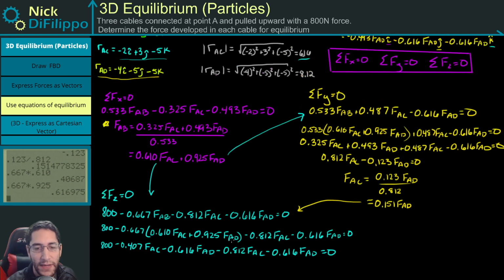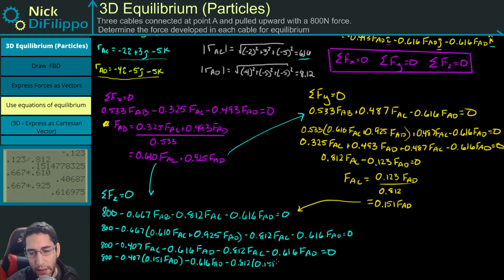And we do have this expression now for FAC. And every time I see FAC, what I can do is plug this in. So I'll have 800 minus 0.407 times 0.151 FAD minus 0.616 FAD minus 0.812 times 0.151 FAD minus 0.616 FAD, and that's equal to 0.